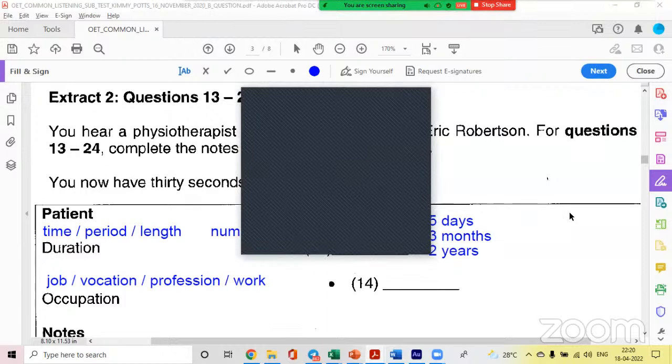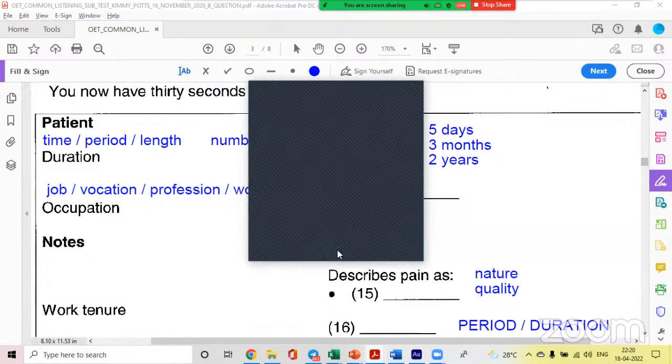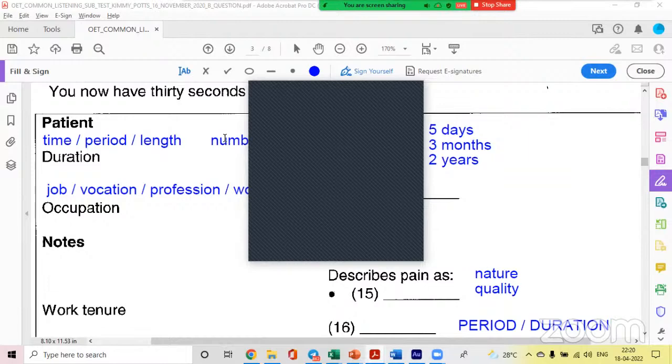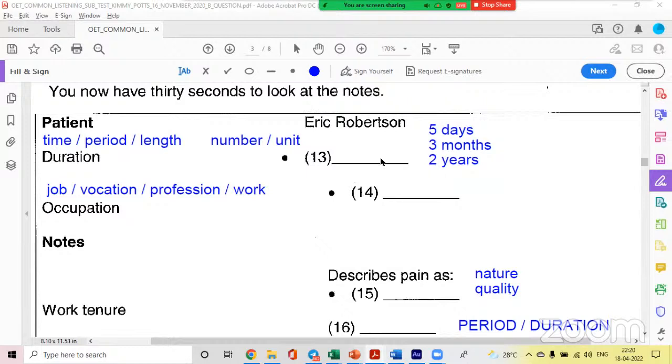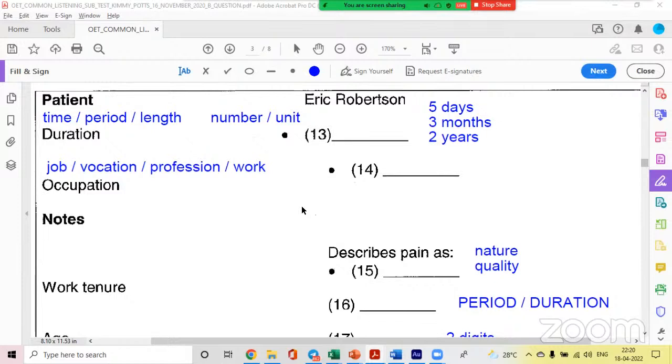Now I'll tell you the question number. So who will type? Okay, no, I will only type. No worries. So question number 13. Now you guess. Write as many words as possible which you can write here: time, period, length, duration. What may you think here? This is regarding a physiotherapist. Come on. Question number 13, write down.